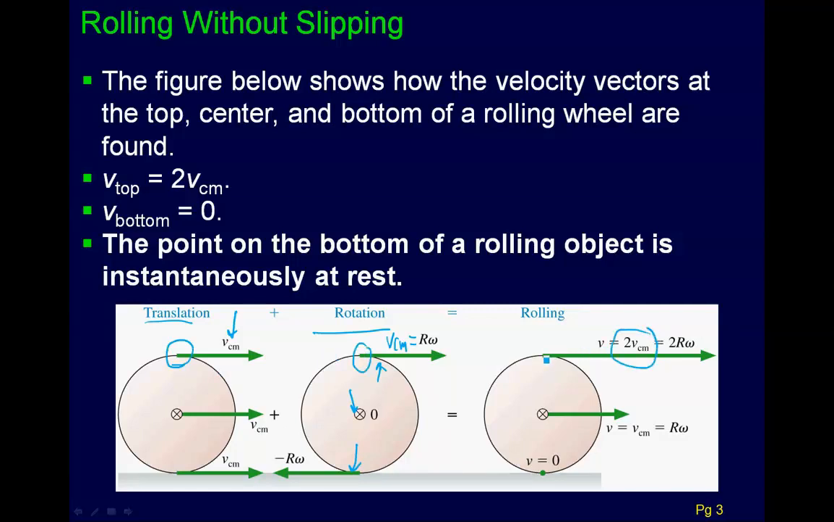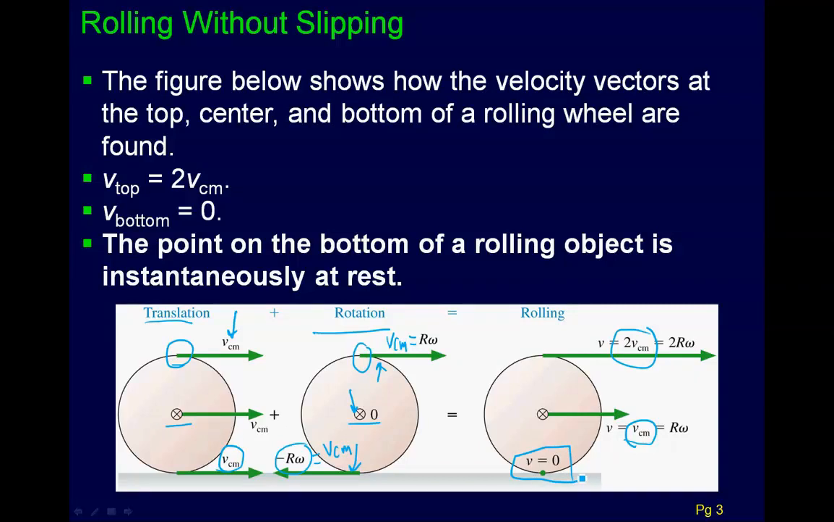So the top of the disk is moving very fast. For the middle, I take the velocity of the center of mass plus 0. That gives me just the velocity of the center of mass. And finally at the bottom, which is the important one, we get velocity of center of mass and then negative velocity of center of mass. So those cancel, and so at the bottom we get that the velocity is 0.